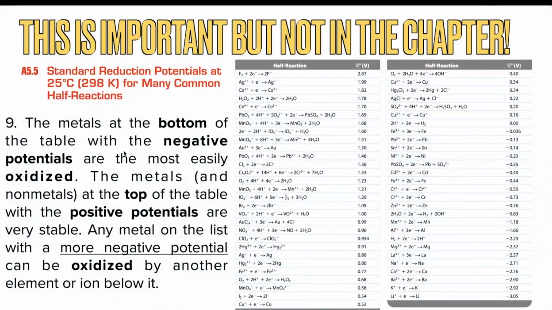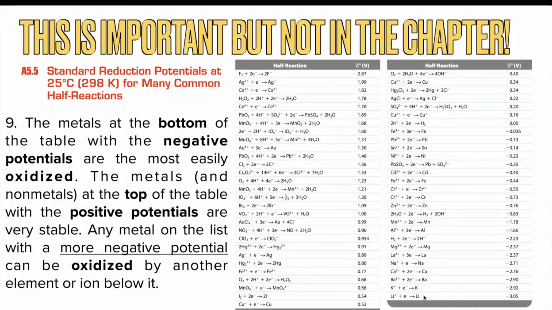So what is this? How do we interpret this, and what is this showing us? So metals at the bottom of the table with negative values. We have lithium, potassium, barium, calcium, sodium, lanthanum, etc. And we go up this way. The more negative the potential is, the more easily oxidized these are. So lithium is the most oxidizable element on the periodic table. The metals near the top here and nonmetals have positive potential. So fluorine right here is extremely stable. And so these are the most easily oxidized things.